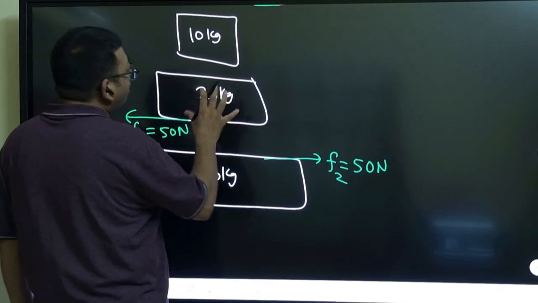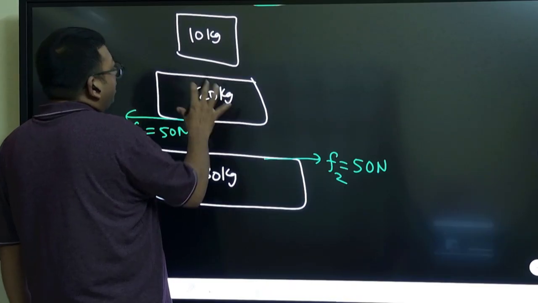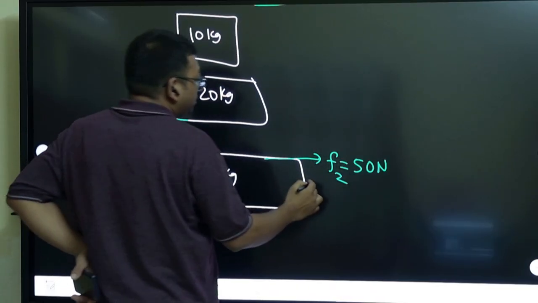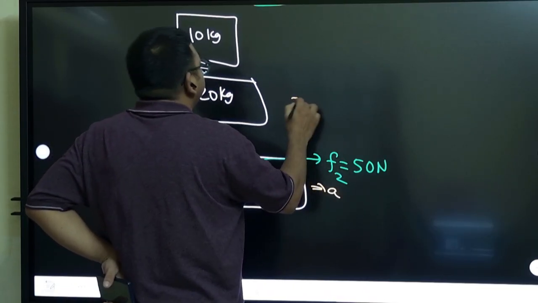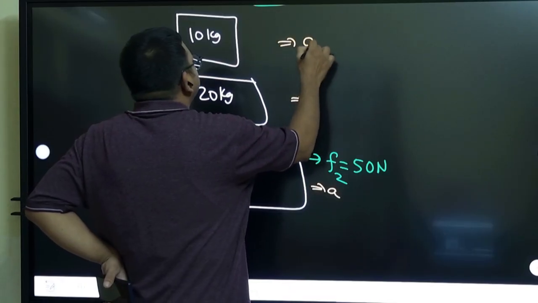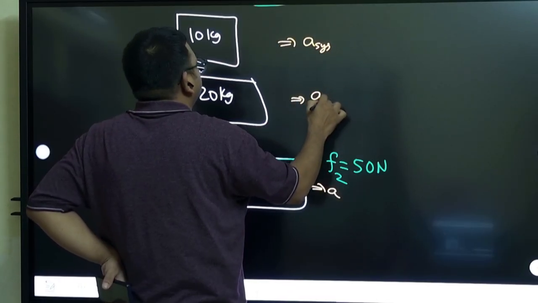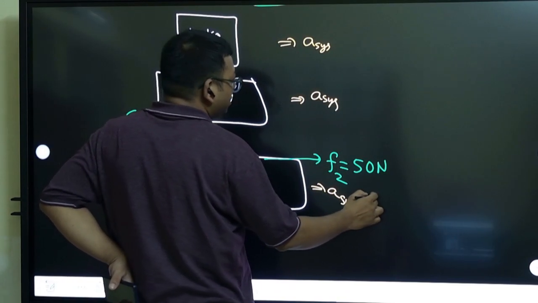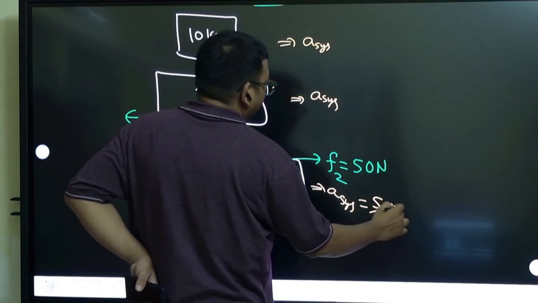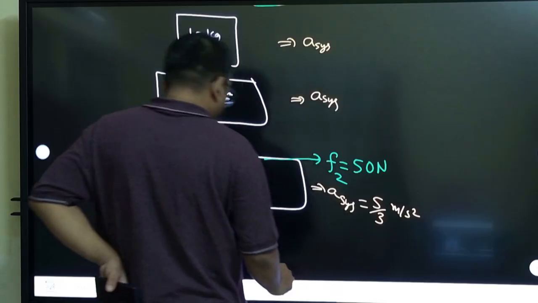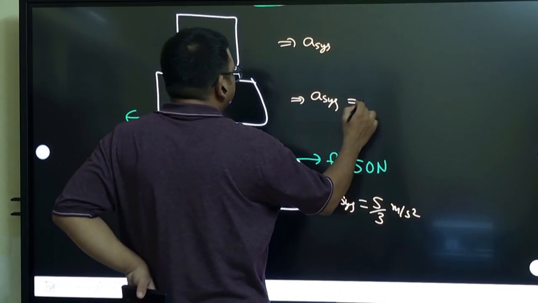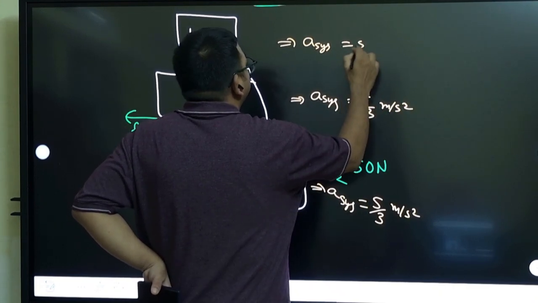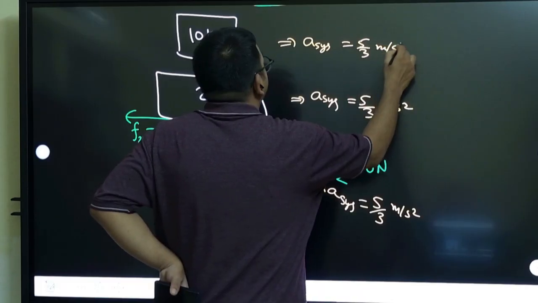Now, you see this body. Again, you assume that all of them are moving together. Acceleration of the system, right? We have assumed that all of them are moving together with the same acceleration of the system. And what was the acceleration of the system? 5/3, correct? So, assuming that all of them are moving with the same acceleration, 5/3 meter per second square.